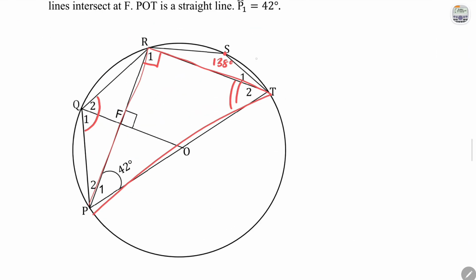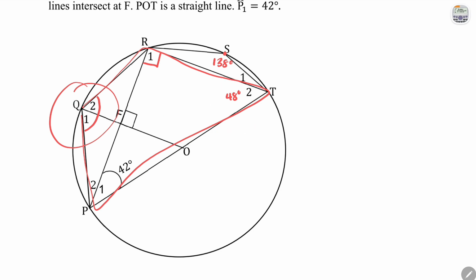Okay, now that we know what angle T2 is, how do we find angle PQR? So again, using that cyclic quad, you see that the opposite angles of a cyclic quad add up to 180 degrees.